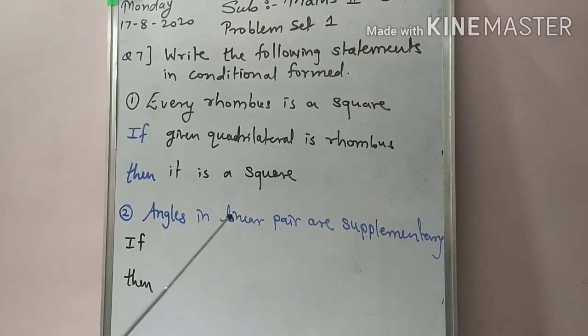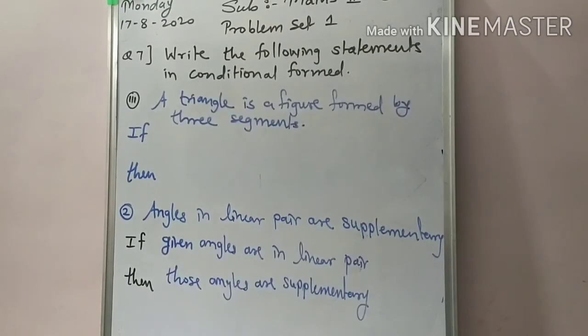So if you are given that angles are in a linear pair, then what? Those angles are supplementary. Simple one. If given angles are in a linear pair, then those angles are supplementary. Okay. The third statement is what?